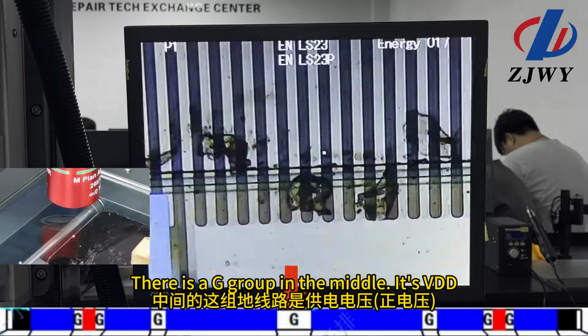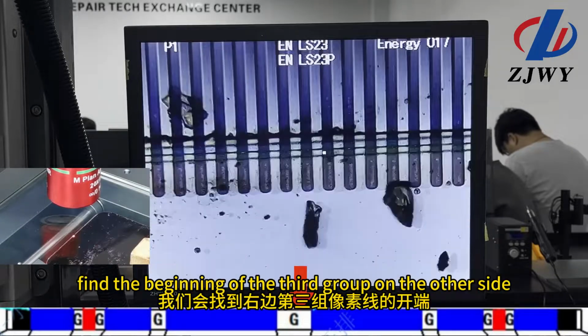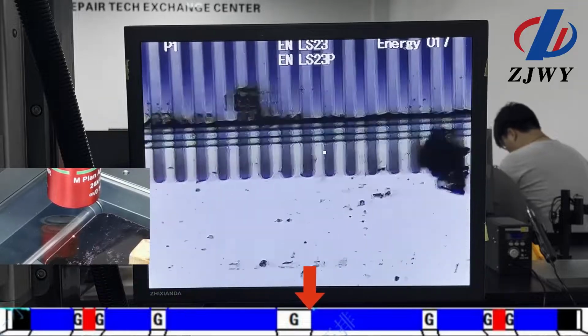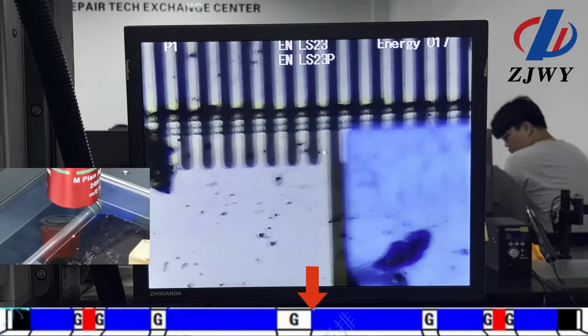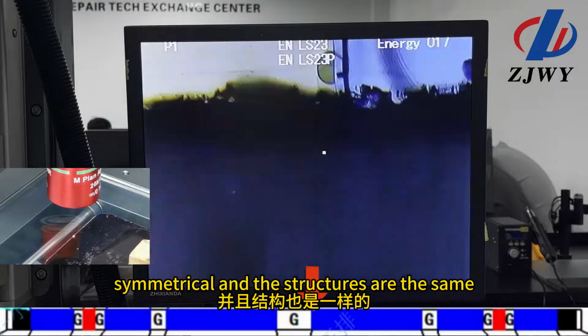There is a G group in the middle, it's VDD. If we continue to search, we will find the beginning of the third group on the other side. There it is. The left and right sides are completely symmetrical, and the structures are the same.